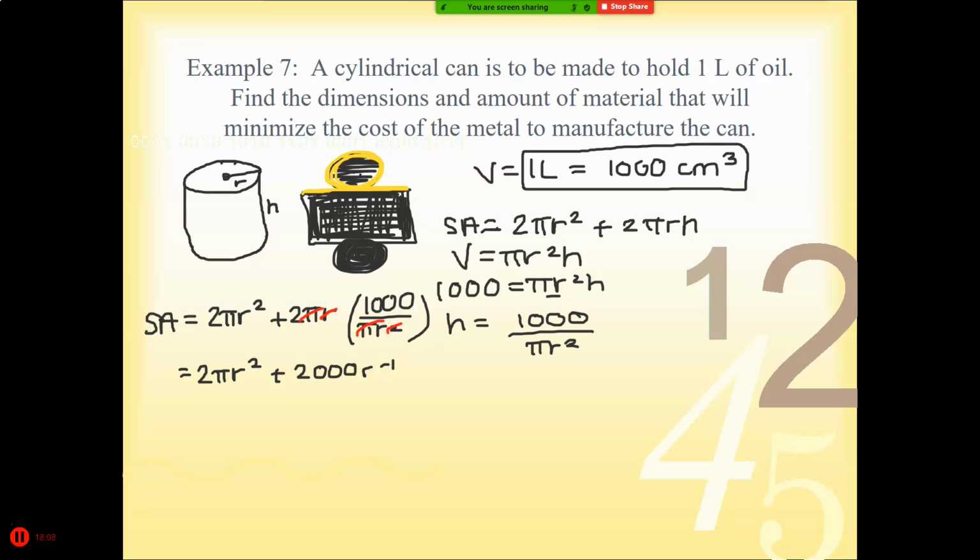We're trying to minimize cost of material, so we want to minimize our surface area. So we want to set the derivative of surface area equal to 0 to find its extrema, and take its derivative. 2 times 2 is 4 pi r, minus, because you bring down the negative from the r to the negative 1, 2,000 r, subtract 1 away, to the negative 2.